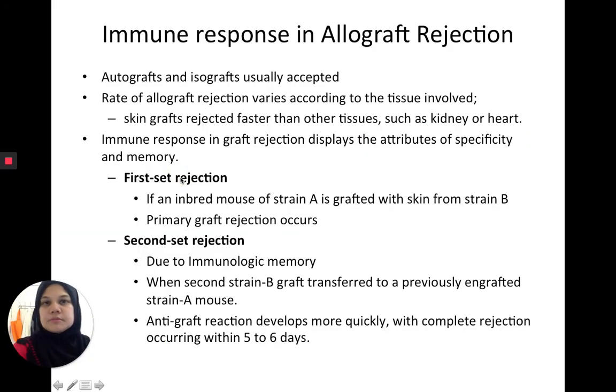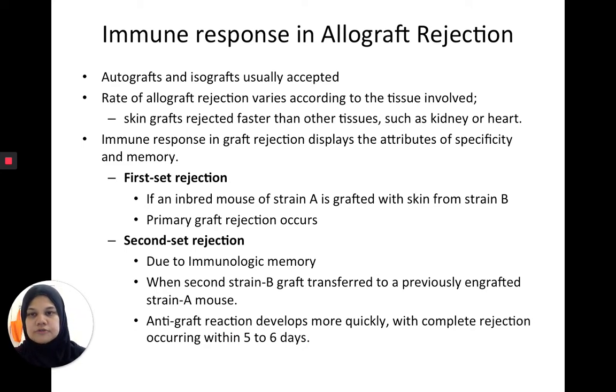Right, so the immune response typically is a problem when you're doing an allograft. That's when you try to take an organ from the same species, but from somebody who's genetically different. Autografts and isografts are usually accepted because the body pretty much thinks it's the same person, so it's not going to reject it. Xenograft would obviously be worse than the allograft, but it's not as common. Allografts are much more common. The rate of allograft rejection depends on the type of tissue involved. Typically skin grafts are rejected faster than other tissues such as kidney or the heart.